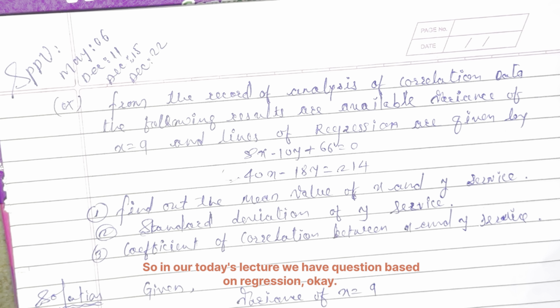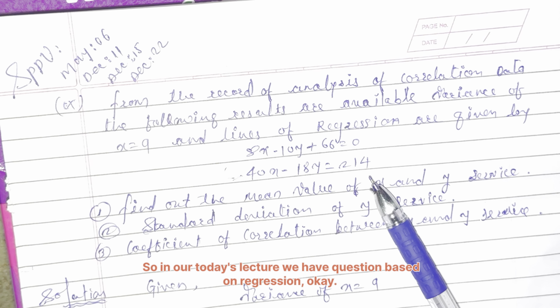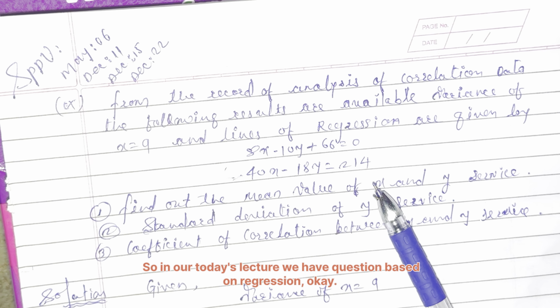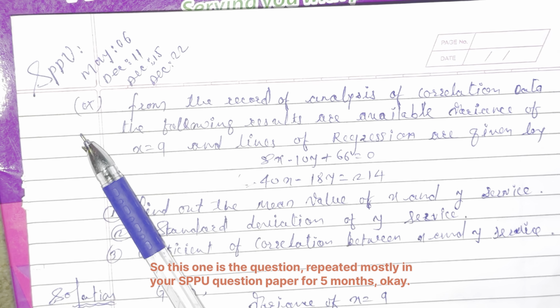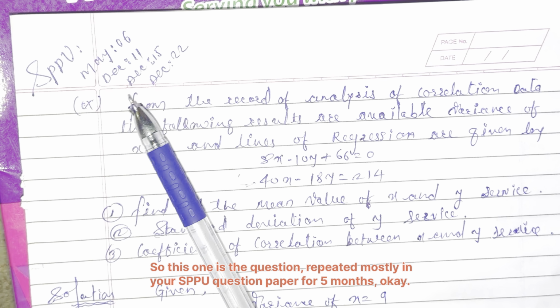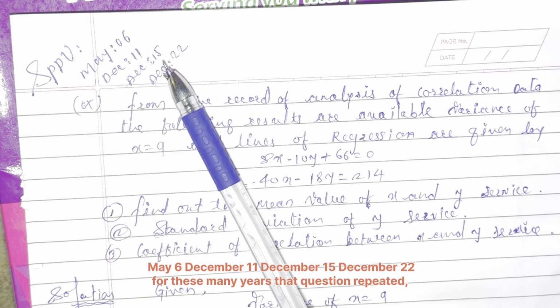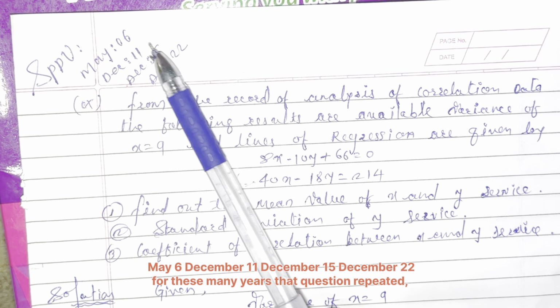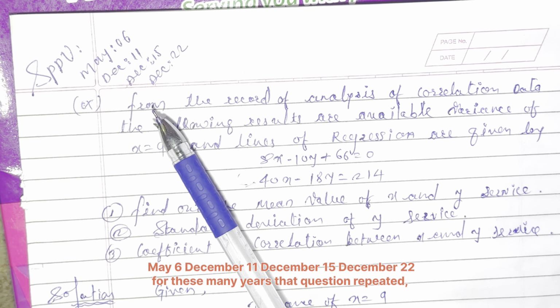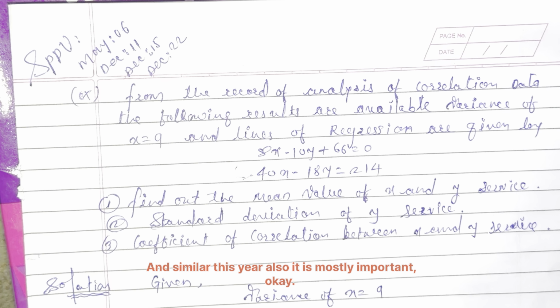So in today's lecture we have a question based on regression. This question is repeated mostly in your SPPU question paper for 5 marks. May 2006, December 2011, December 2015, December 2022. For these many years that question was repeated, and similarly this year also it is mostly important.